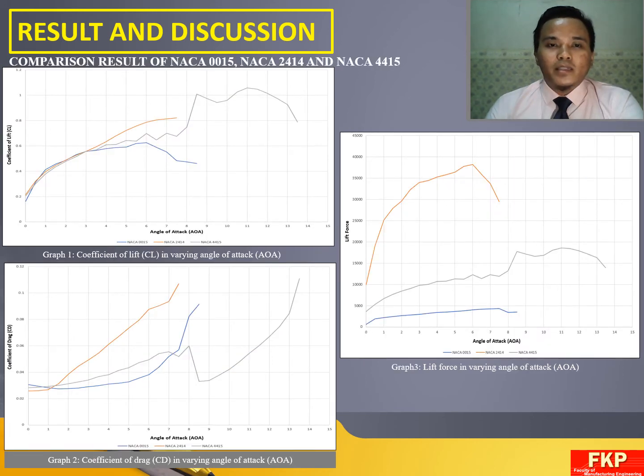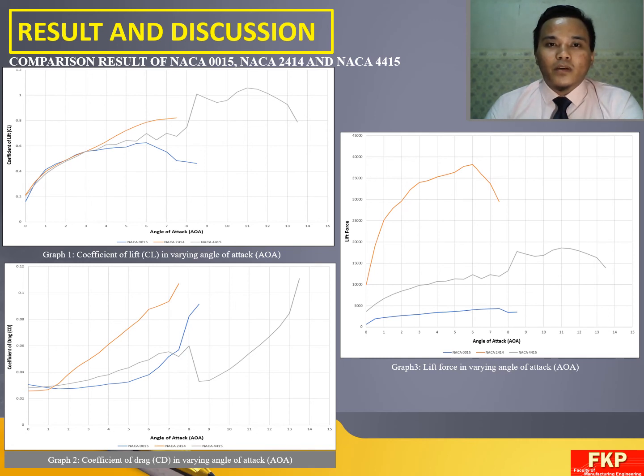Next, the comparison of results for NACA 0015, NACA 2414, and NACA 4415. From graph 1, it can be seen that the starting lift coefficient is nearly the same for all three airfoils, but with increase in angle of attack, NACA 2414 shows a higher lift coefficient at a value of 0.8215 at an angle of attack of 7.5 degrees compared with NACA 0015 and NACA 4415, while the NACA 4415 has a higher stall angle at 13.5 degrees.